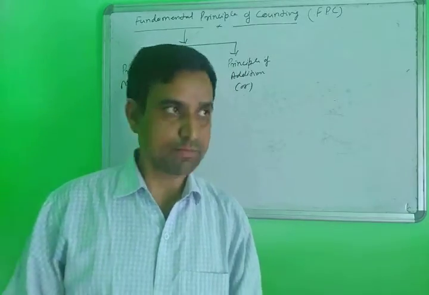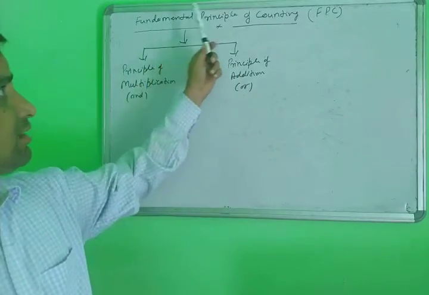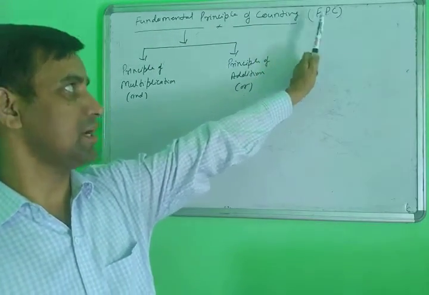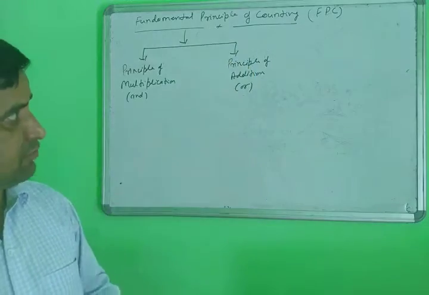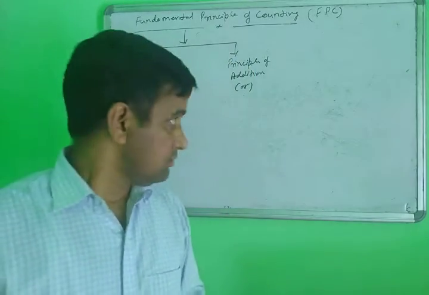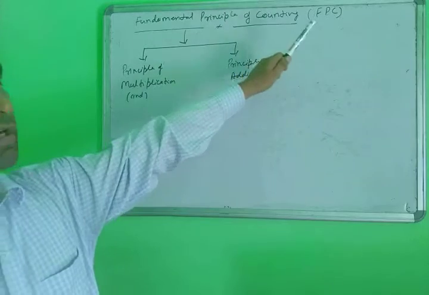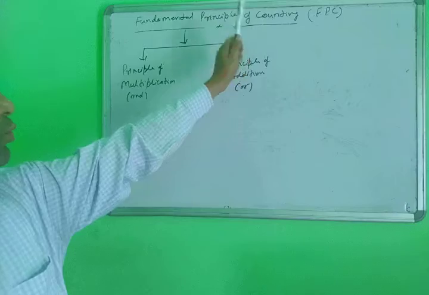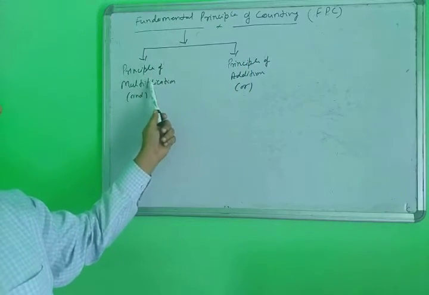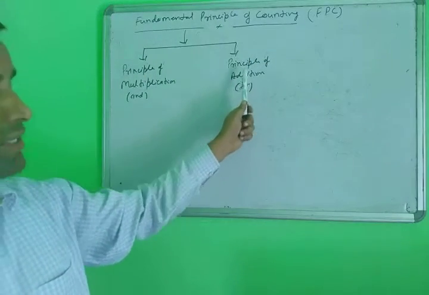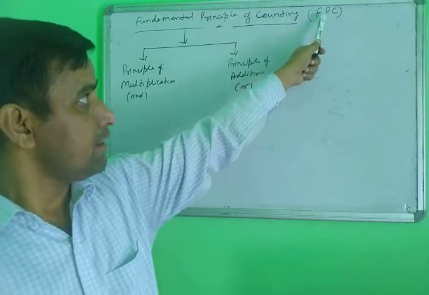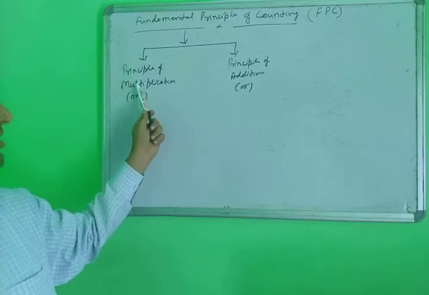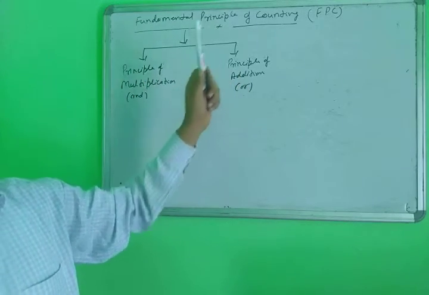The next point I am taking is the fundamental principle of counting, FPC for short. This is very important in permutation and combination. So what is the fundamental principle of counting? It is the counting process. There are 2 methods: first the principle of multiplication, and second the principle of addition. The fundamental principle of counting works in 2 ways: first the multiplication method, second the addition method.